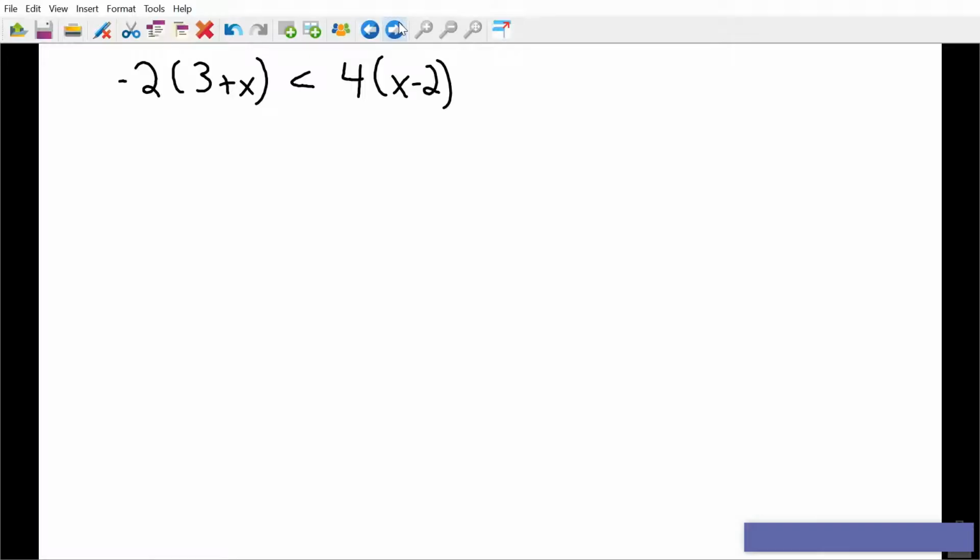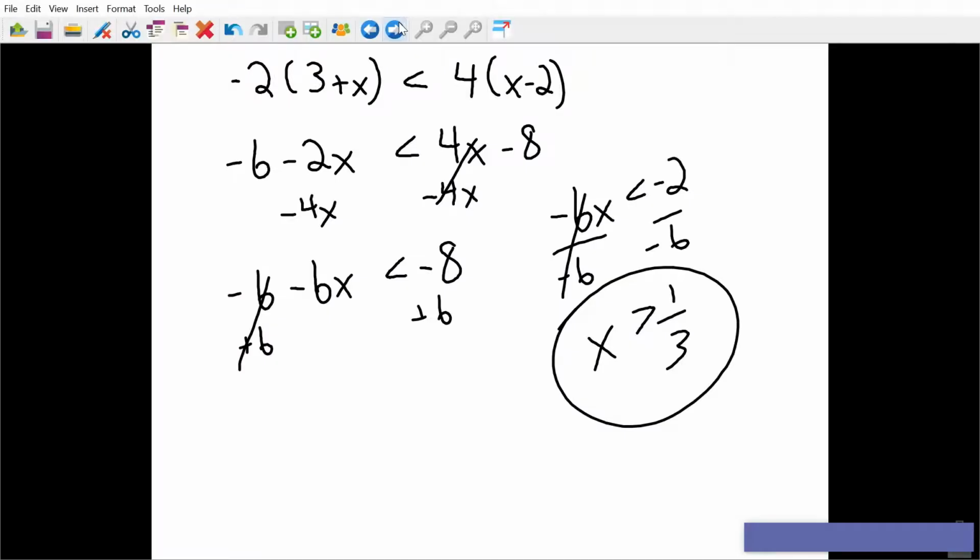Negative 2 times 3 plus x is less than 4 times x minus 2. Please pause and give that a try. The answer is x is greater than 1 over 3.